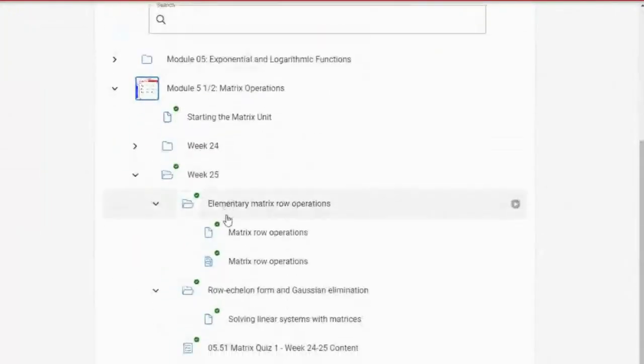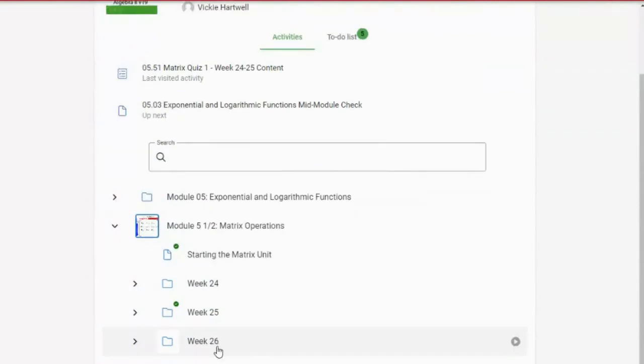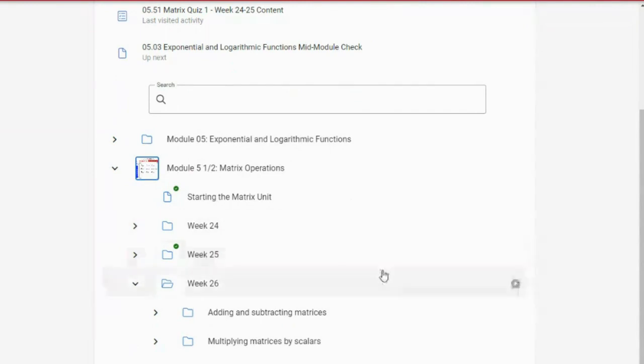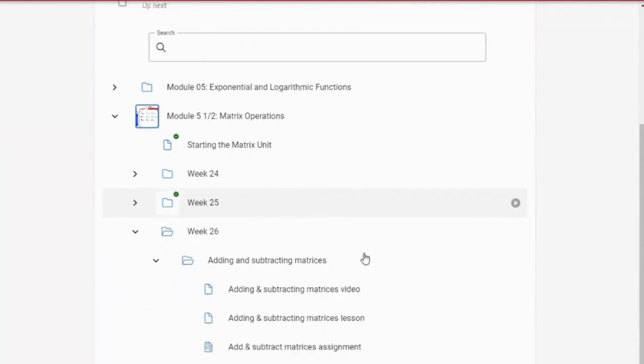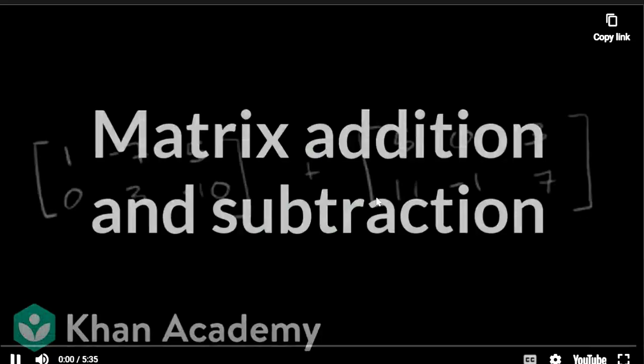All right. So we can close week 25, and we'll open week 26 because that's where we're at now. Okay, adding and subtracting matrices. That's the first part of it here. So, there is a video, adding and subtracting matrices video, followed by a lesson, and then the 2 assignments.